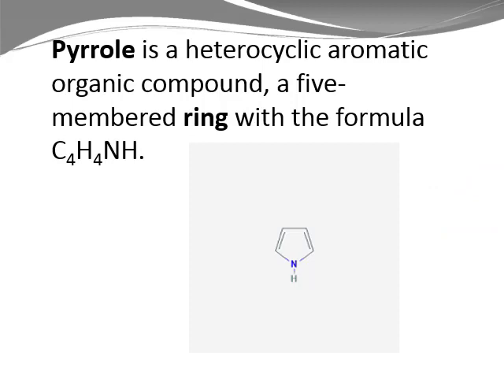So pyrrole is an aromatic compound which is made up of 5 atoms in a ring basically, and they have the formula of C4H4NH. You can see the structure over here. They will have 5-membered closed rings. It's an aromatic compound.